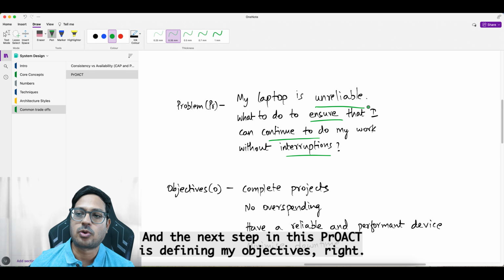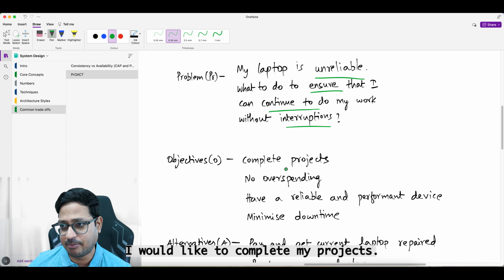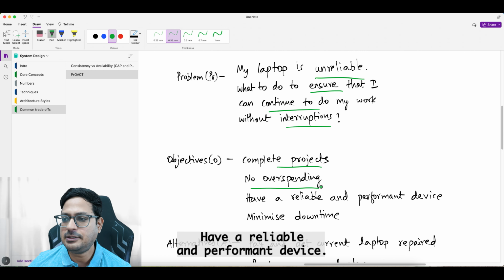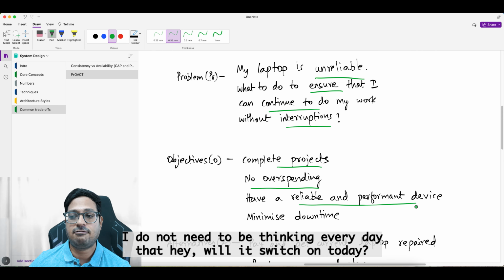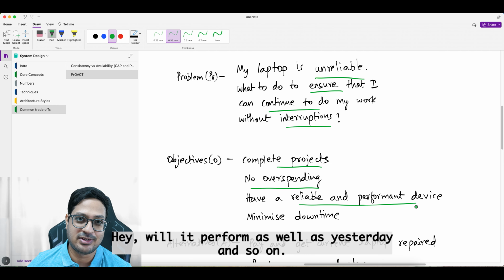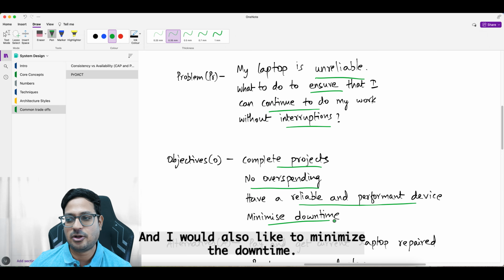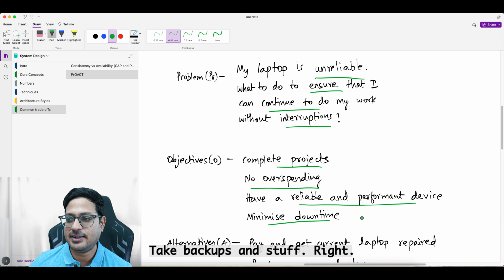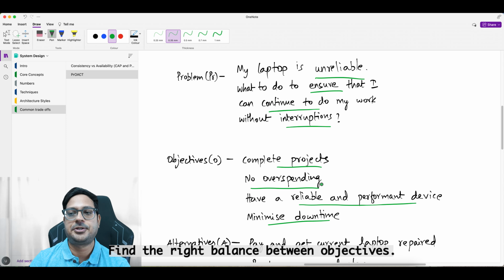The next step in PrOACT is defining my objectives. So what are my objectives? I would like to complete my projects. I would like to not overspend. I have a limited budget, as is always the case. I'd like a reliable and performant device. I would like a laptop that I can actually rely on. I don't want to be thinking every day, will it switch on today? Will it perform as well as yesterday, and so on. So I'd like a reliable machine, and I would also like to minimize the downtime. I don't want it crashing very often so that I have to recover from it, take backups and so on. So these are my objectives. Don't have too many objectives. Find the right balance between objectives.